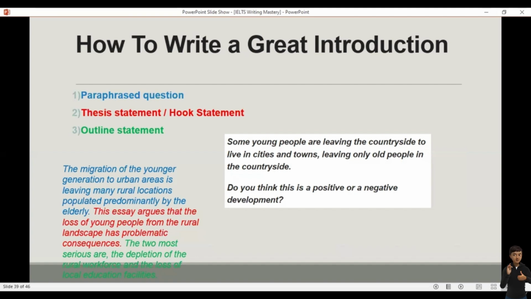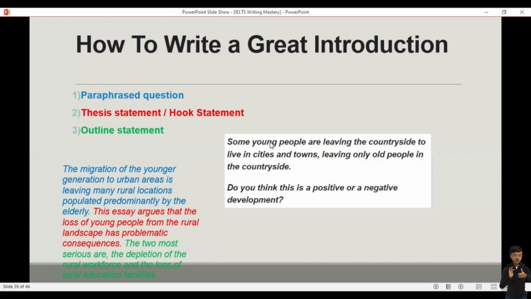Some young people are leaving the countryside to live in the cities and towns, leaving only old people in the countryside. Do you think this is a positive or a negative development? So this is entirely an opinion essay. So first step, what I'm going to do, I'm going to plan it beforehand, before writing, right? I have done my planning.